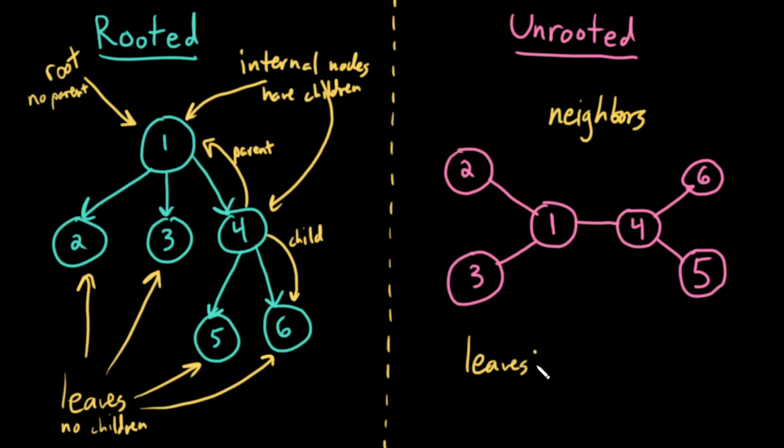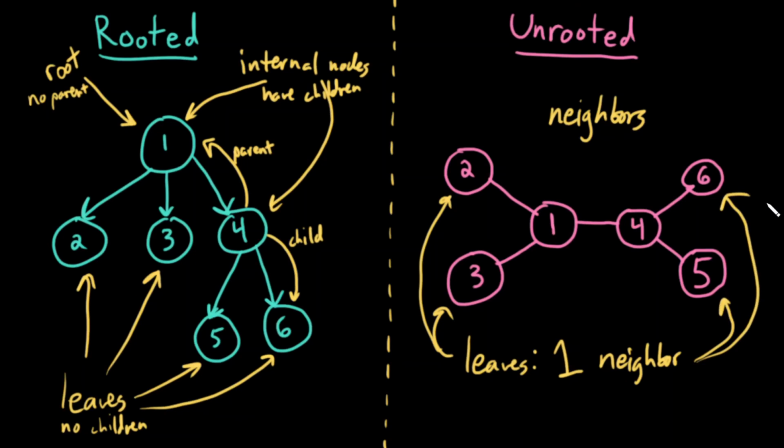So leaves are nodes that have 1 neighbor. So my leaves are 3, 2, 5, and 6, because each of them is only connected to one other node. Each of them only has 1 neighbor. Versus internal nodes are more than 1 neighbor. So 1 and 4 are both internal nodes because they have more than 1 neighbor.